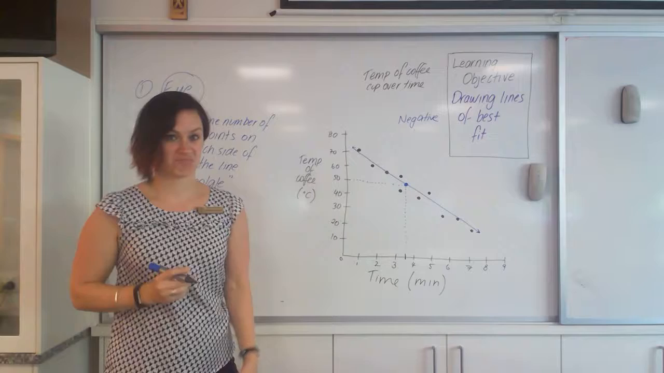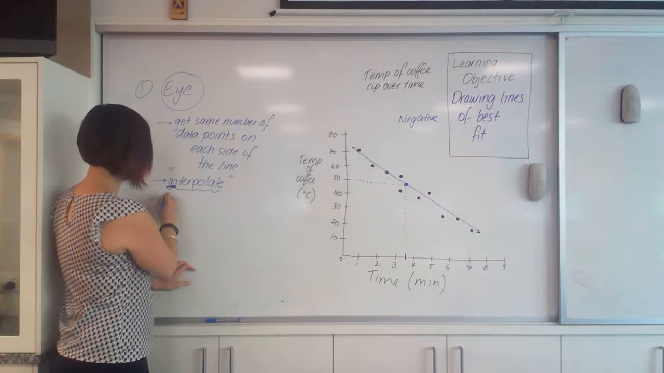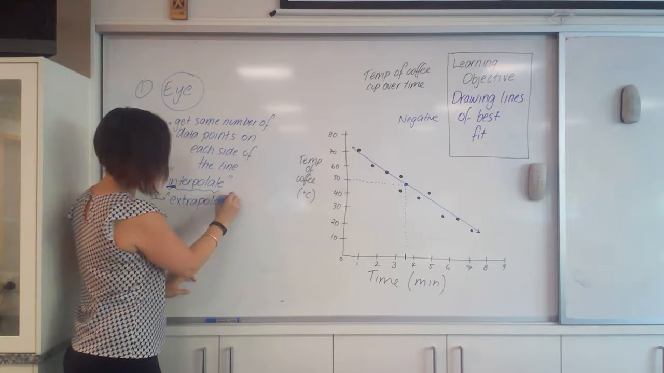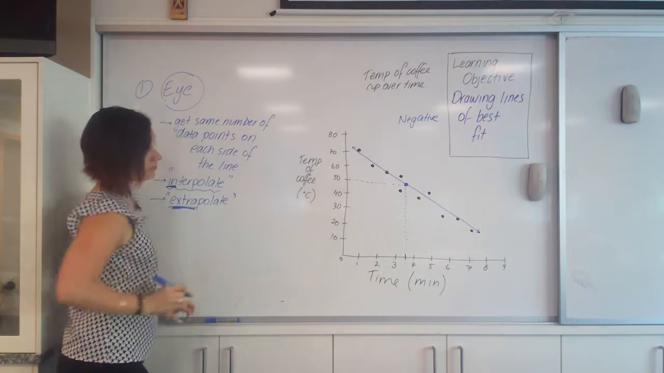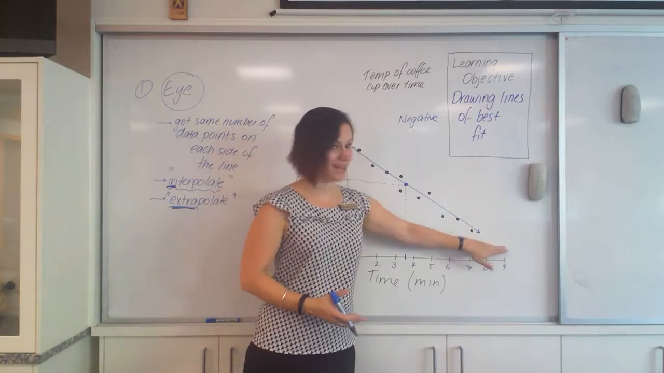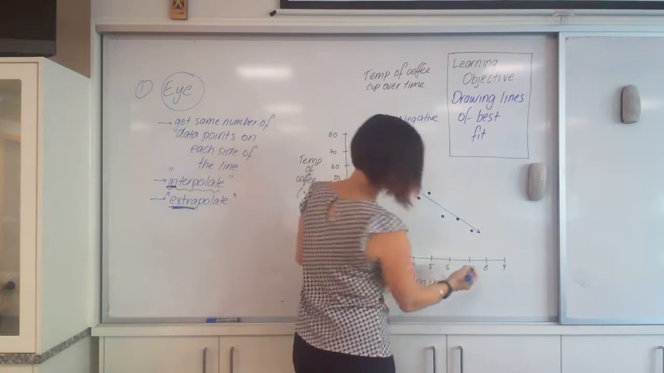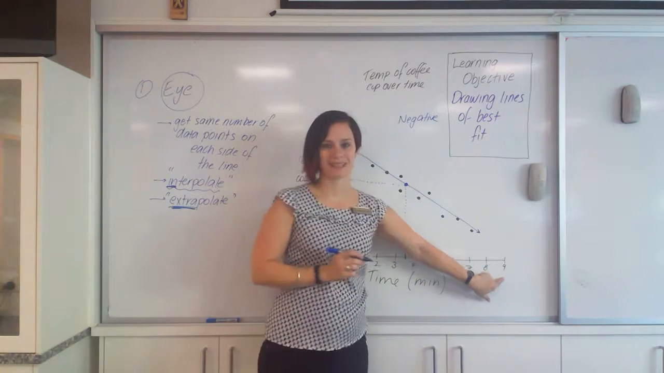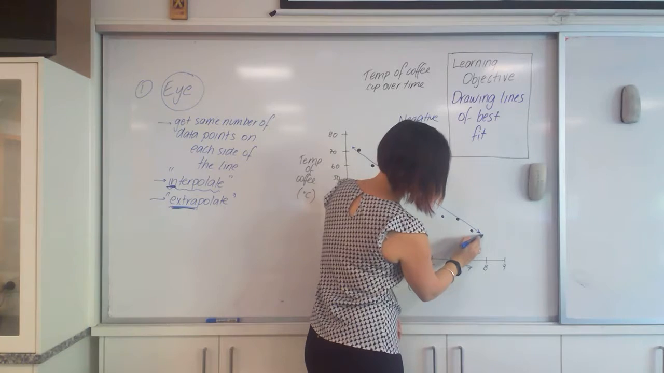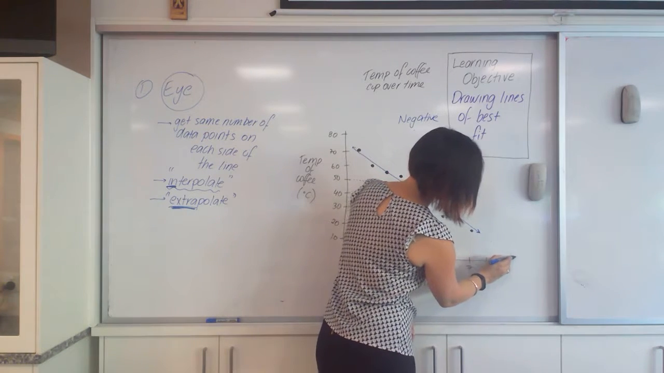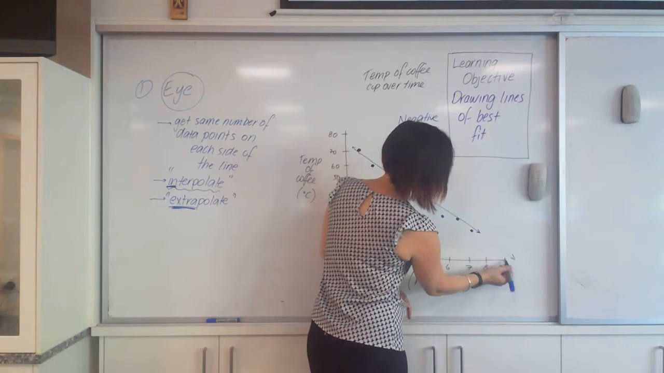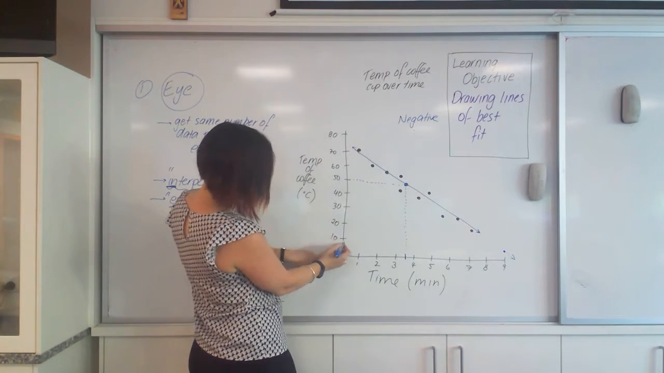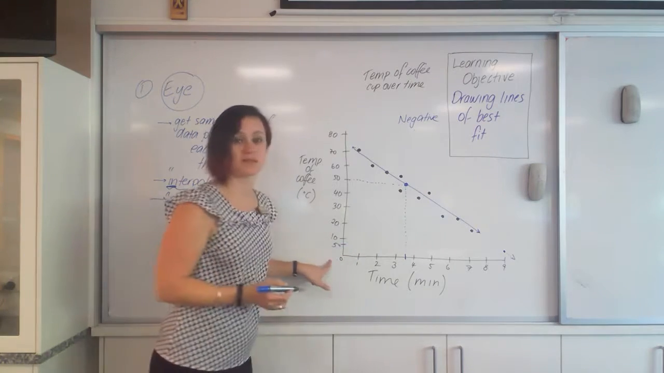50 degrees. On the other hand, I can ask you to extrapolate, and to extrapolate, it's got that extra part on it. It means the extra bits of data that we don't have. So I could ask you to extrapolate and guess what the temperature would be at 9 minutes. If that's the case, you need to continue your line on, like it would keep going, and then use, all right, 9, it would be about here, which on my graph would be about 5 degrees or something like that.